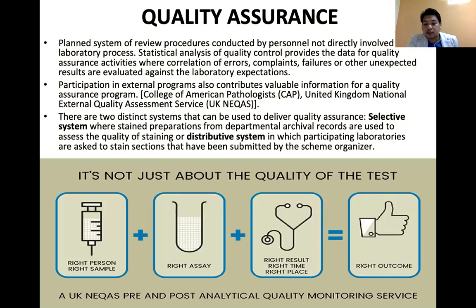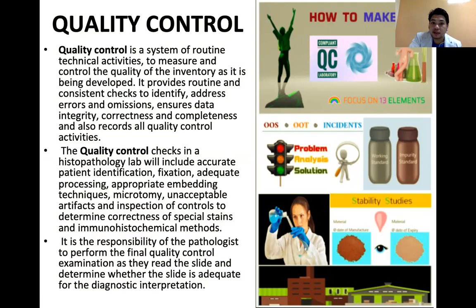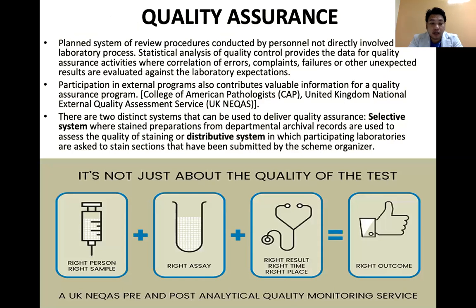So, quality assurance. What is the difference between quality assurance and quality control? Quality control, class, is done by the medical technologists, histopath lab staff, or the histotechnicians, or the pathologists. This is being performed by them inside the histopath lab. While quality assurance, class, is done by a third party company, or third party industries, to ensure that your histopath lab is working properly.